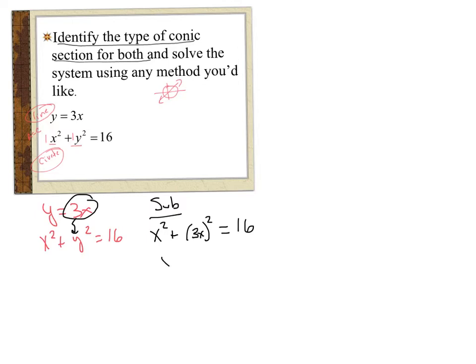So now I'm going to get x squared plus 9x squared is equal to 16, and I'm going to get this set up and simplify. So I got 10x squared is equal to 16. So this is potentially kind of messy. So I'm going to divide it out, and I get x squared is equal to 16 over 10. I'm going to keep it as 16 because I know the square root of 16 is 4, so I know that radical at the top is going to cancel out.